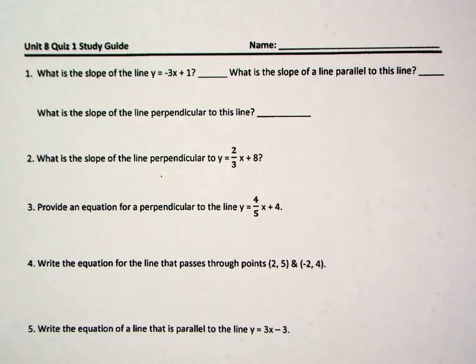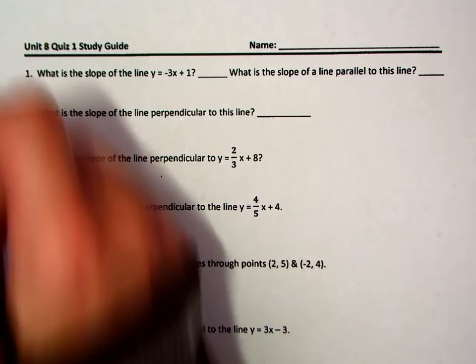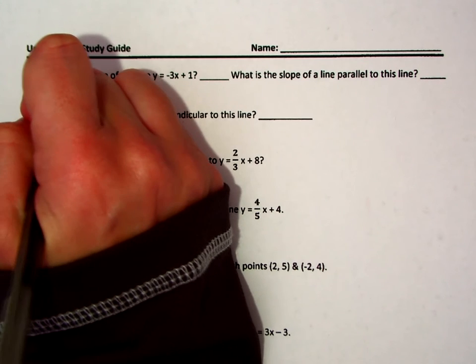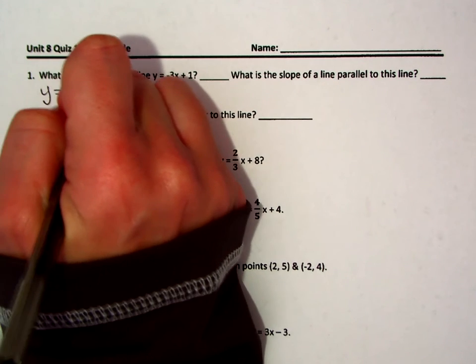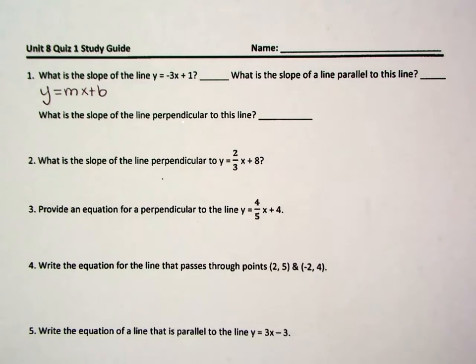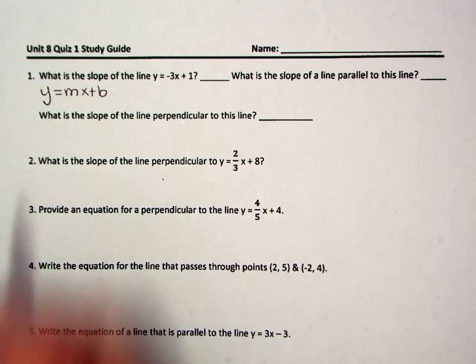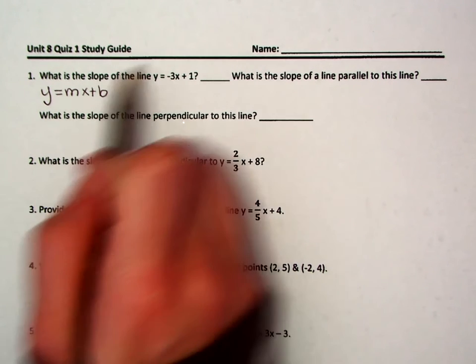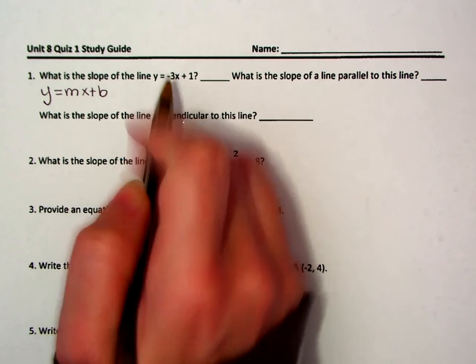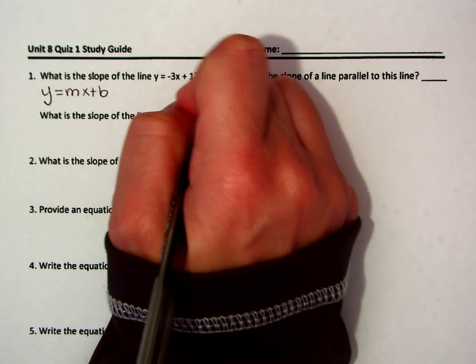Number 1, what is the slope of the line y equals negative 3x plus 1? Remember that whenever you're dealing with slope, you're dealing with the slope-intercept form y equals mx plus b. Now, when you're dealing with that, the number in front of x, the coefficient of x, is the slope. That is in relation to the letter m. So if you look right in front of the x, the m is going to be negative 3.